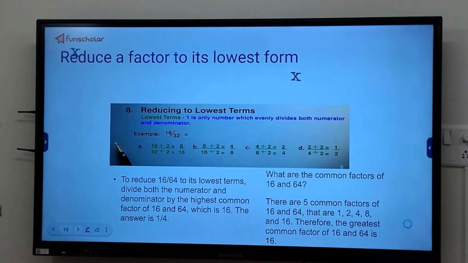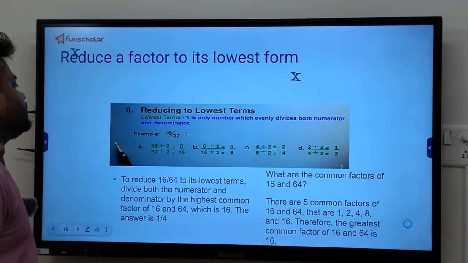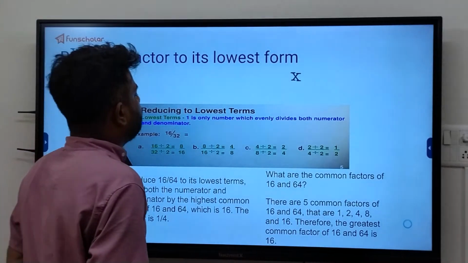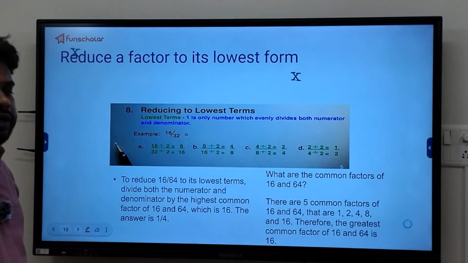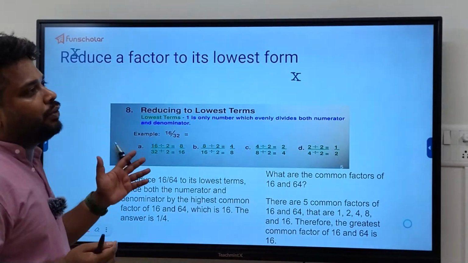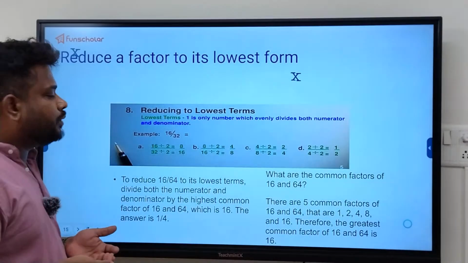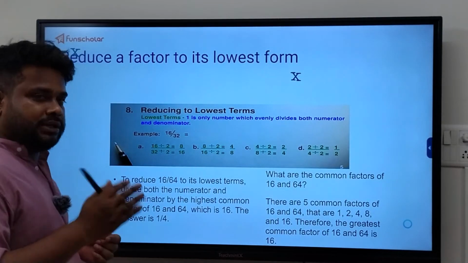Now, reduce a fraction to its lowest form. In the lowest term, 1 is the only number which evenly divides both numerator and denominator. We already know that we can divide any whole number by 1, and the answer will be that number itself.